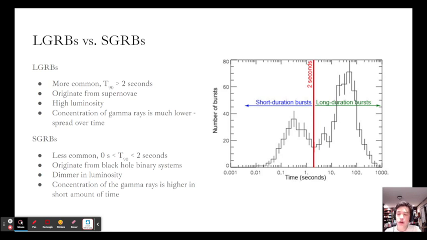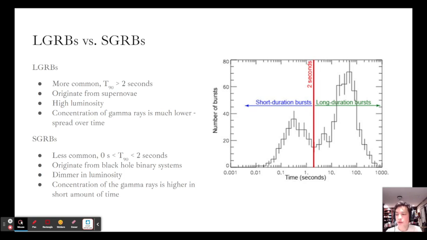Long gamma ray bursts are more common, where the time of 90% of the gamma ray burst is greater than 2 seconds. These originate mostly from supernovae, and they have a high luminosity. The concentration of gamma rays is therefore much lower, and it's spread over a greater amount of time and space.